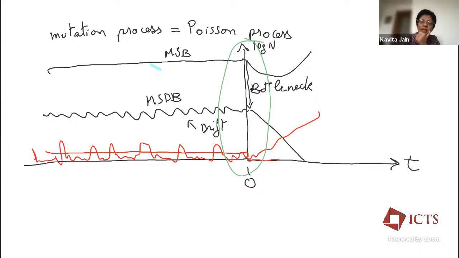No, so if I understand you correctly, you're saying that I could have either mutation selection balance or mutation selection drift balance in the permissive phase. But at the onset of stress, I will sample these mutants stochastically. It will be some random sampling, because of which, in that sense, the drift can enter.